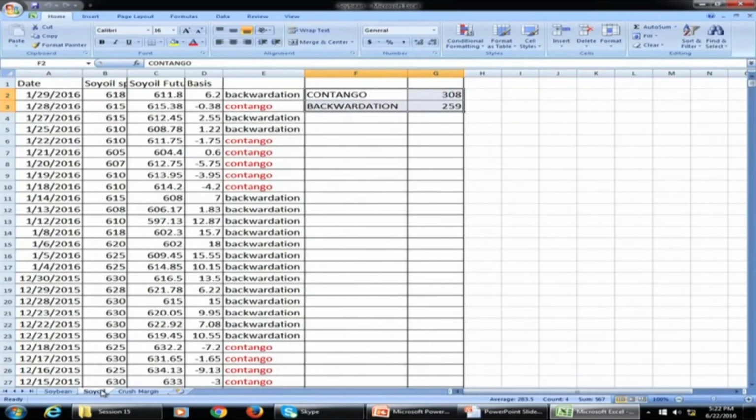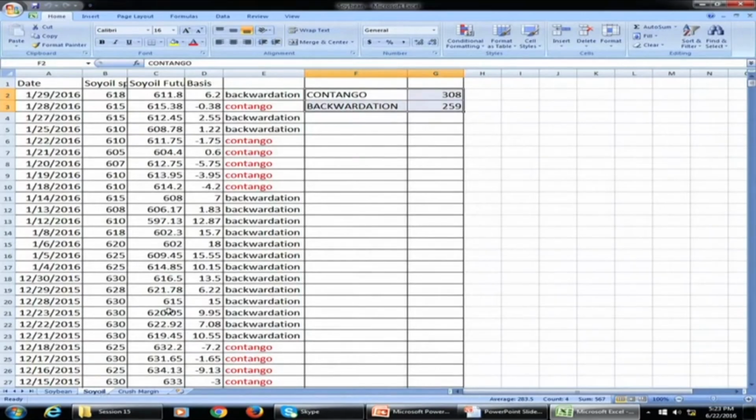Now let's understand a little more about the contango and backwardation situation in the case of soya oil. Soya oil is a derivative product from soybean, so instinctively we will think that whatever is happening in the soybean market will probably be reflected in the soya oil market. Now let's check whether a similar situation exists as far as contango and backwardation is concerned.